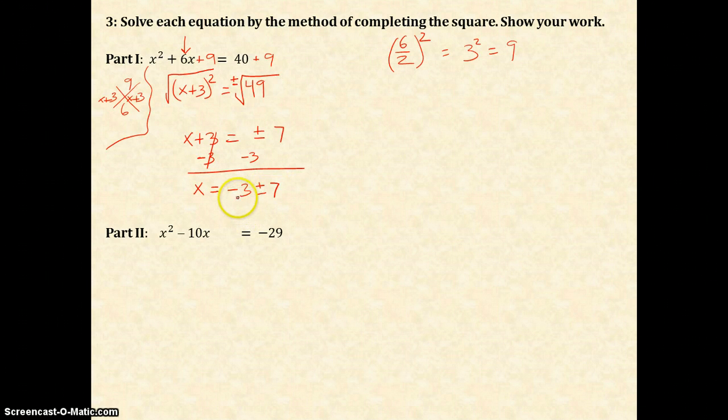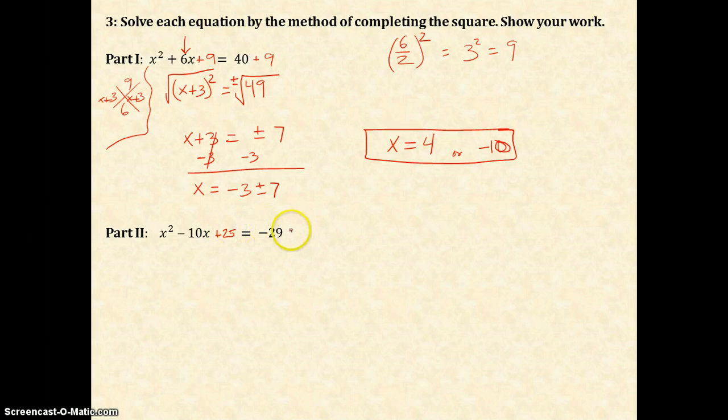Not good enough, because I know what negative 3 plus 7 is. It's 4. And I know what negative 3 minus 7 is. It's negative 10. So the solutions to part 1: x equals 4 or x equals negative 10. Part 2. Half of 10 is 5. 5 squared is 25. So I'm adding 25 to both sides.